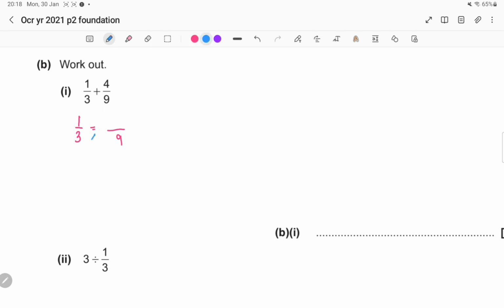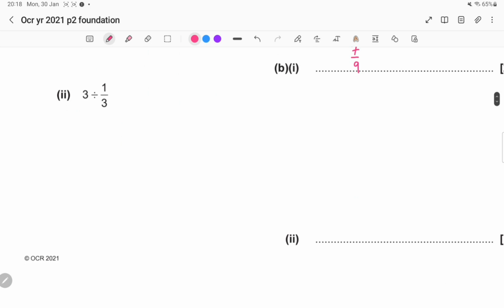How to do that is I need to multiply by 3 at the bottom to get 9. If I multiply by 3 at the bottom, I need to multiply by 3 at the top as well to get 3 over 9. So this 1/3 is equivalent to 3 over 9. I have this to add with 4 over 9. That will give me 7 over 9.